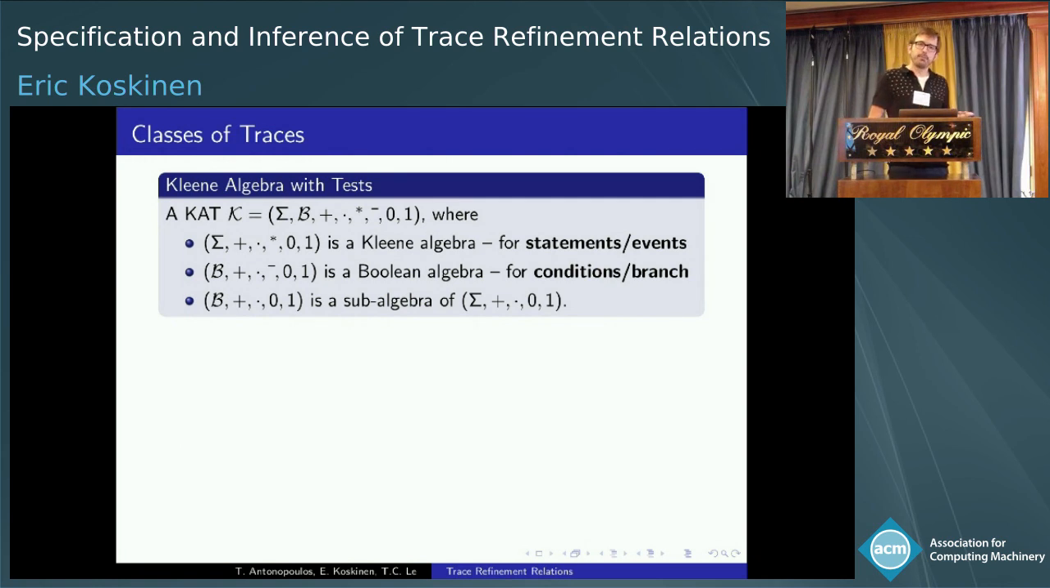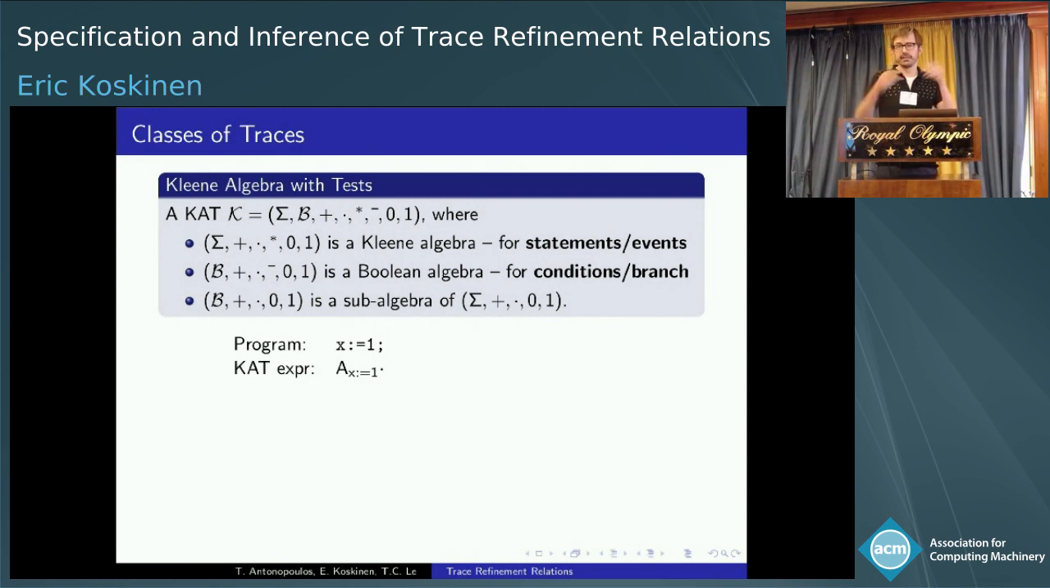So the Kleene algebra part lets you describe string-like things with concatenation and iteration and union. And that's useful for representing statements and events and control structures. Meanwhile, the Boolean algebra lets you talk about different conditions and different branching. So there's a standard translation that's due to Kozen, where you can take a program and represent it as a Kleene algebra with tests expression. So what you do is you start with your program statements and then introduce a symbol in the KAT that corresponds to each one of them.